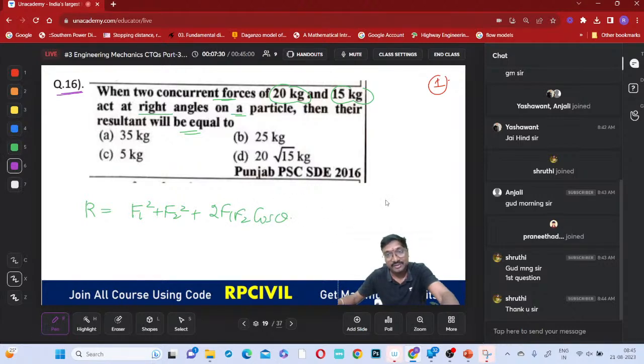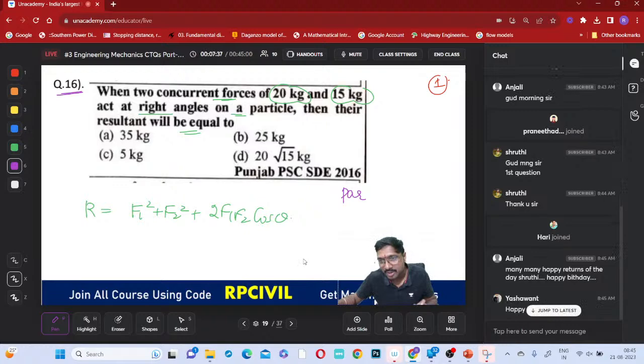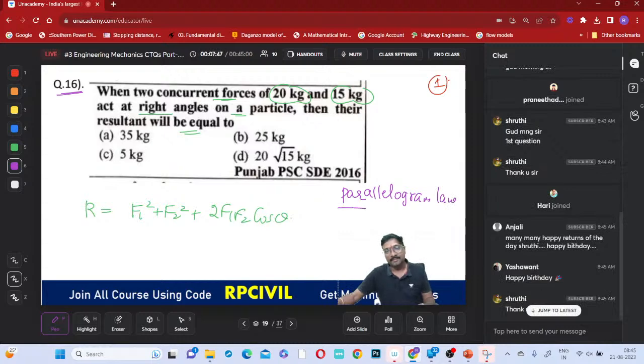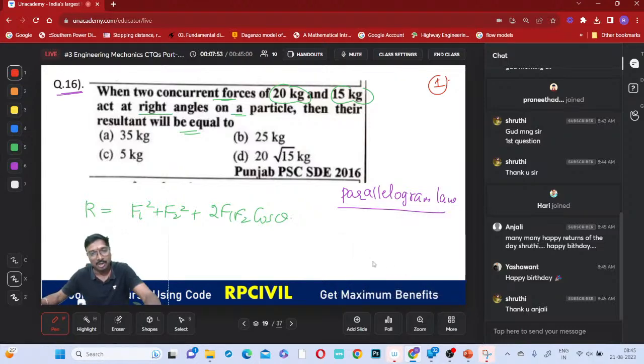What is this actually? This is nothing but your parallelogram law, everyone. Is this the parallelogram law or not, all of you? Yes, this is nothing but your parallelogram law, right? Okay, right, parallelogram law. What is the parallelogram law? Everybody remember this parallelogram law or not?